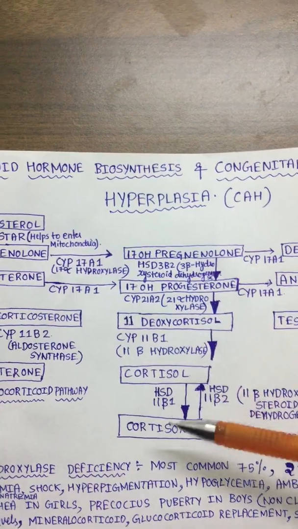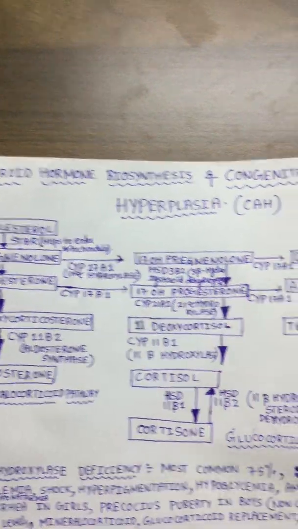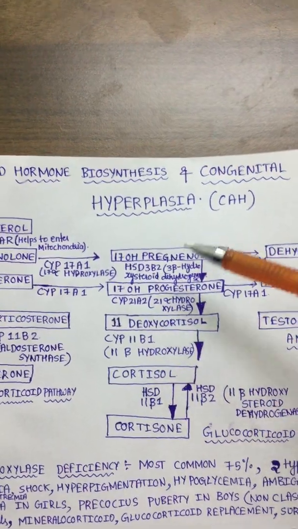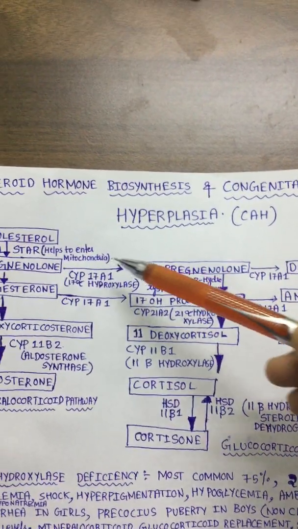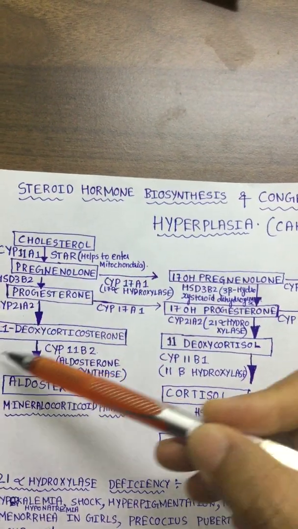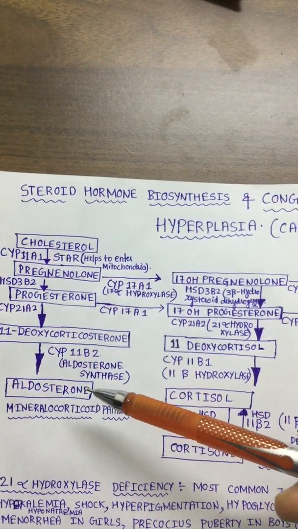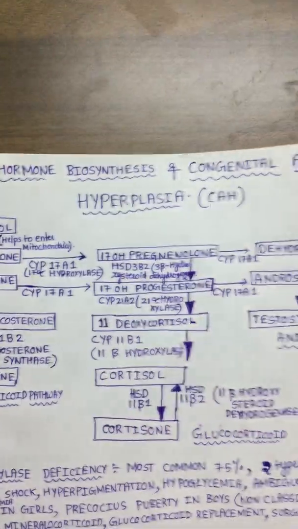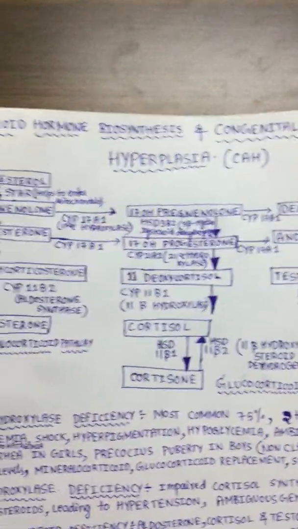Due to impaired production of cortisol, whenever there is a block of these enzymes, instead of going down this pathway, the precursors will go to the other pathways and abnormally increase the production of the mineralocorticoids and androgens. This is the basic concept.